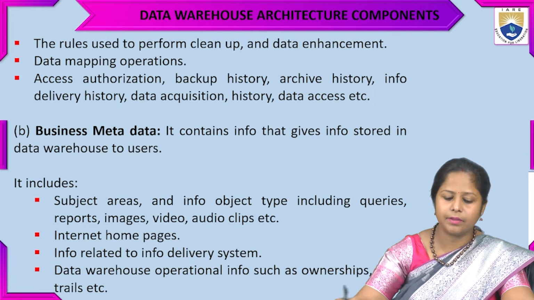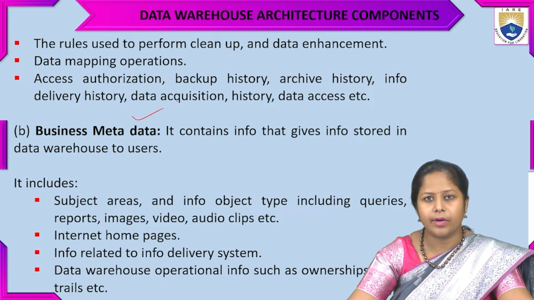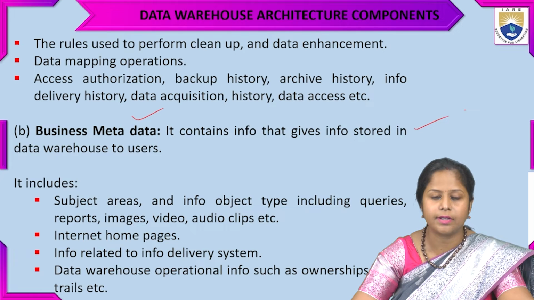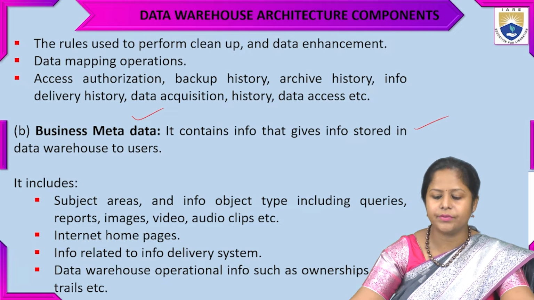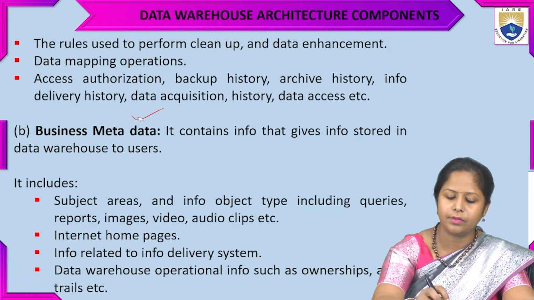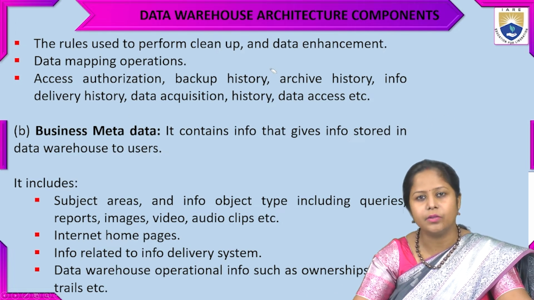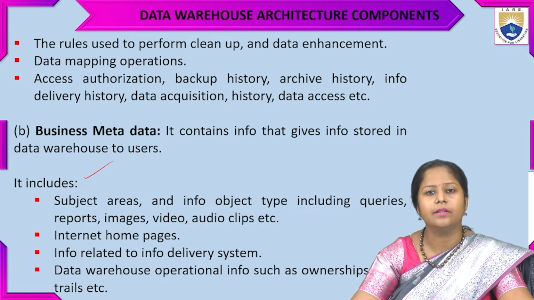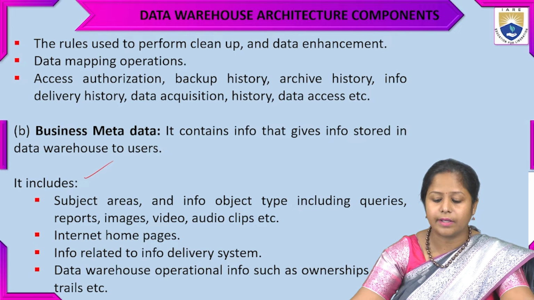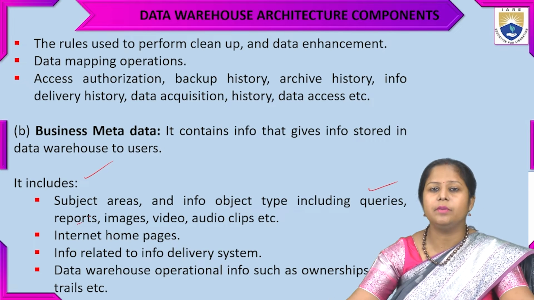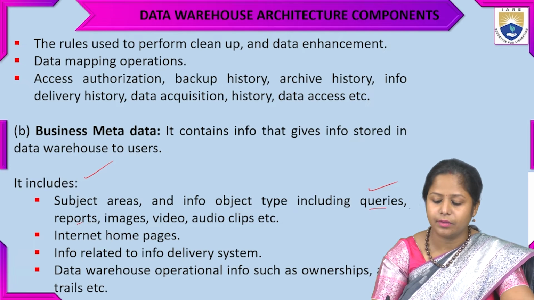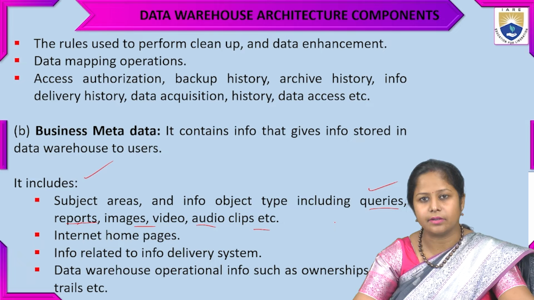So the second type of metadata is business metadata. What is this? It contains the information about what is stored in the data warehouse, to be used by the other users. It also includes the subject area data, and information about the type, like queries, reports, images, video, audio. These are some of the things that will be stored there.